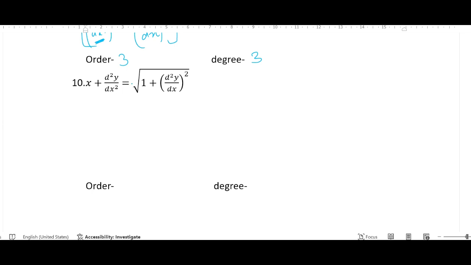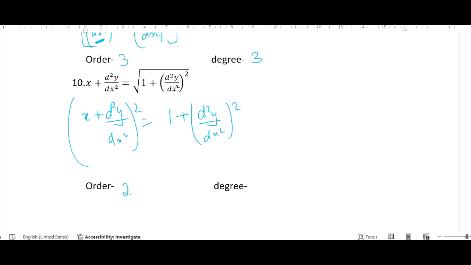X plus d square y by dx square is equal to under root 1 plus d square y by dx square. Okay, we'll add the square over here. Okay, so now again you can see a square root over here. You will take it on the other side. X plus d square y by dx square the whole square is equal to 1 plus d square y upon dx square the whole square.